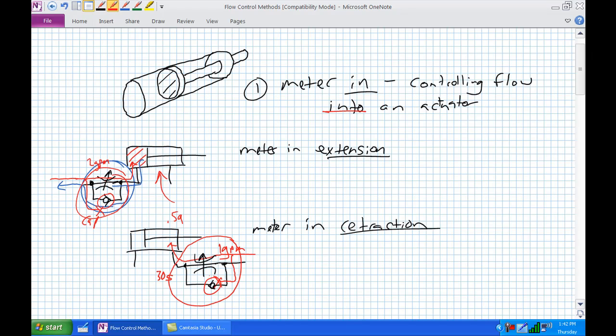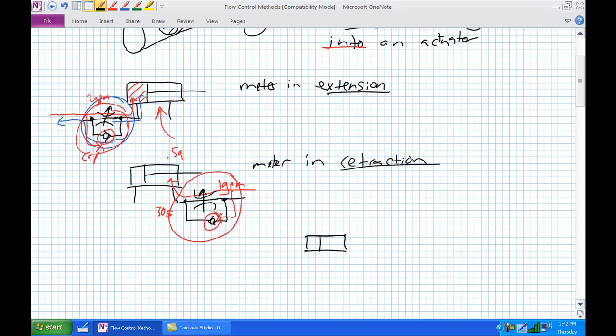Okay, let's talk about something about meter in before we move on to meter out. This is all well and good. This is a great means of controlling a cylinder's extension and retraction for push and pull loads. When I say push and pull loads, I'm pulling it this way, pushing it that way on something. This is not a really good way of controlling the flow rate when lifting and dropping an object. And there's a reason why.